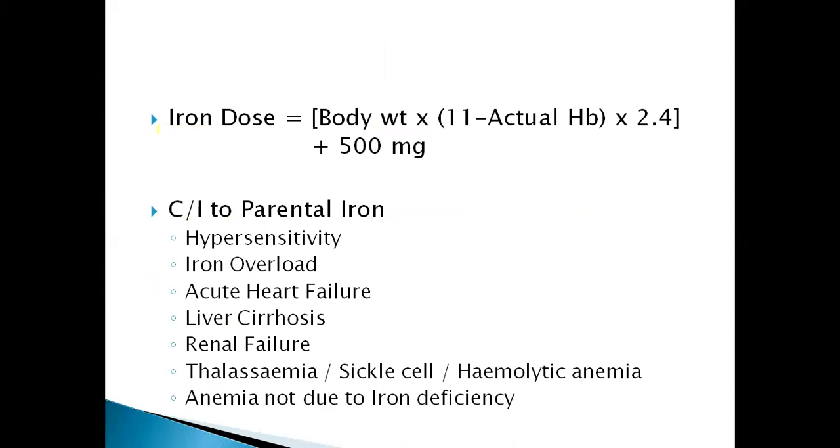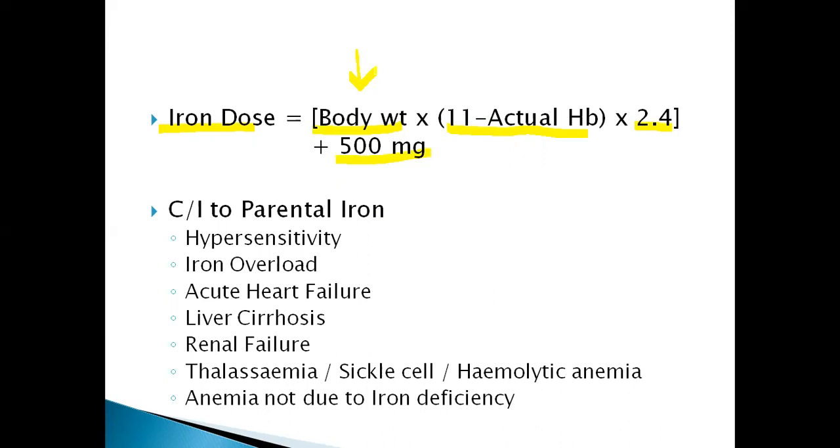Now, how is the iron dose calculated? Iron dose is calculated by body weight into (11 minus actual HB) into 2.4 plus 500. Every term in this formula has its own characteristic. Firstly, which body weight? Today's body weight, yesterday's body weight, 24-week body weight, pre-pregnancy body weight? Ideally, we want the pre-pregnancy body weight. Please remember this carefully.